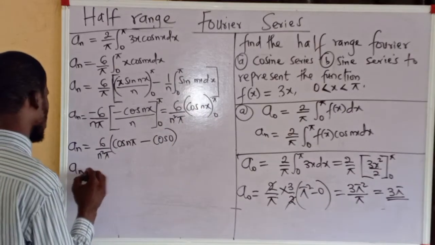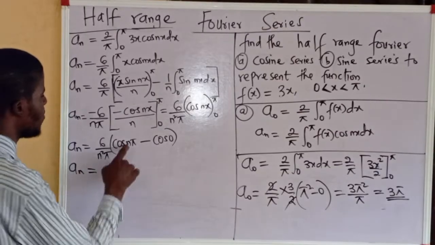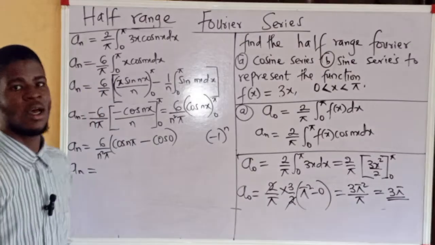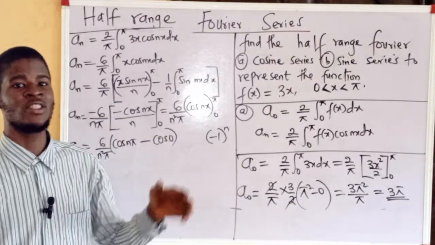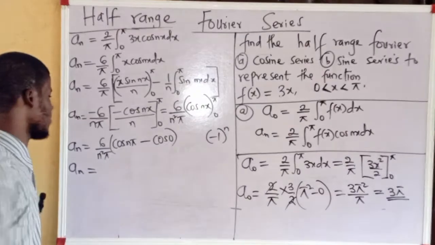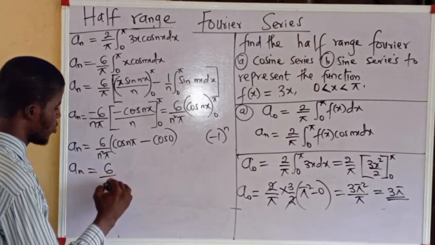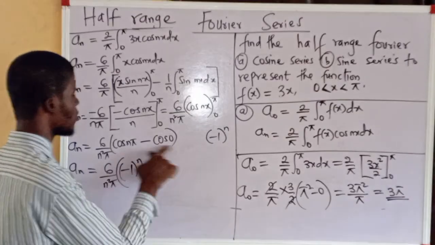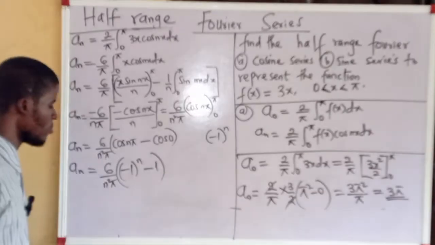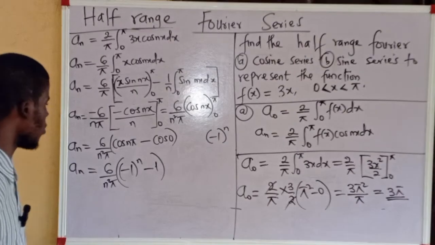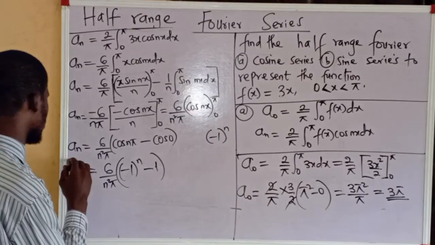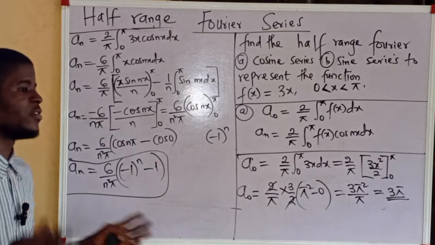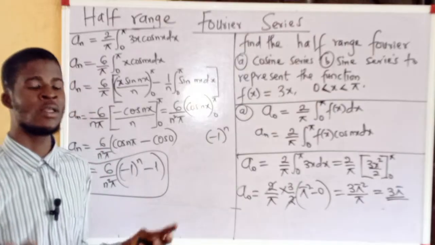So what is this equal to now? Cos n pi is equivalent to minus 1 to the power of n. Yes, I've explained this in one of my videos already under the same Fourier series. You can test it. So we have 6 over n squared pi times minus 1 to the power of n minus, cos 0 is 1. So let us determine the behavior of a sub n. This is a sub n. Let's determine the behavior of a sub n at different values of n, from n equal to 1 and so on and so forth.